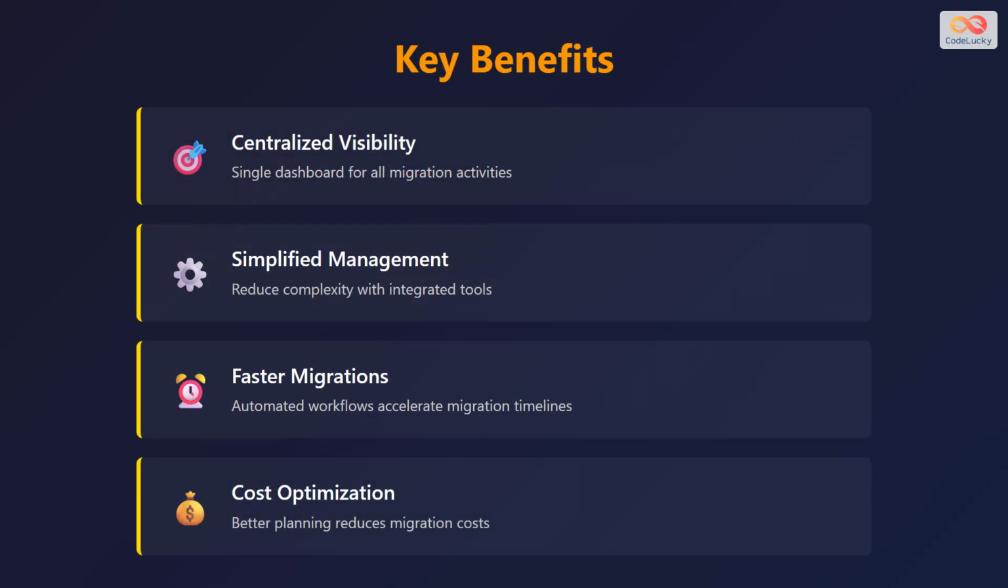Migration Hub delivers 4 major benefits to organizations migrating to AWS. Centralized visibility provides a single dashboard for all migration activities, eliminating the need to check multiple tools. Simplified management reduces complexity by integrating all migration tools in one place. Faster migrations are achieved through automated workflows that accelerate migration timelines significantly. Cost optimization results from better planning and resource management, which helps reduce overall migration costs. These benefits make Migration Hub an essential tool for any organization planning a cloud migration.